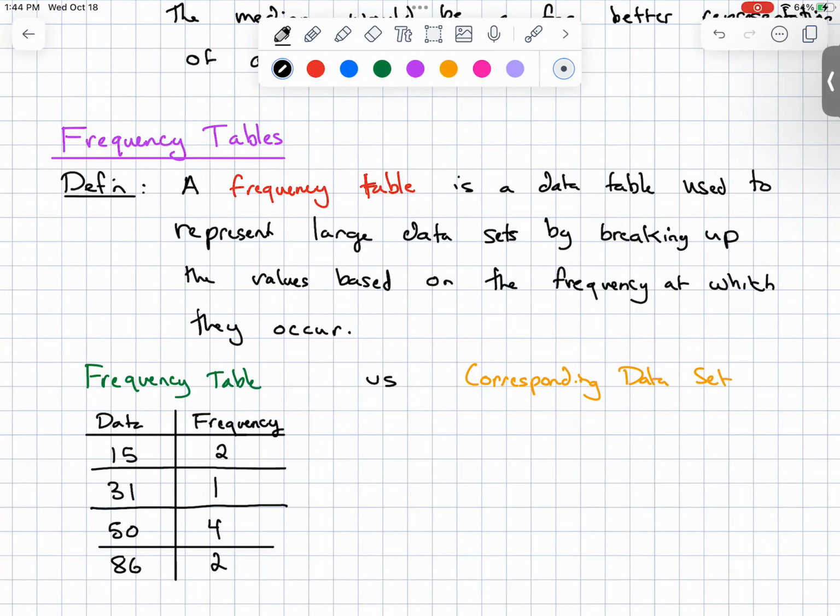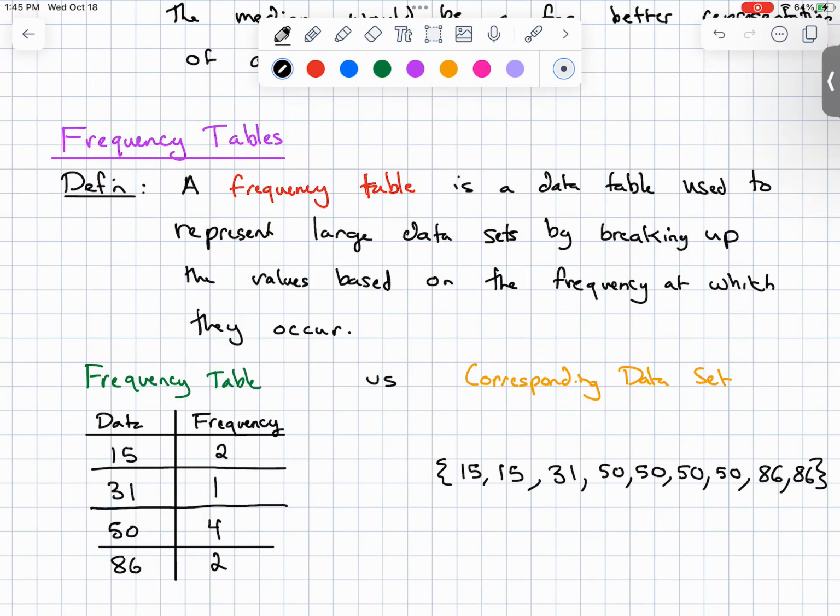Now, this is a situation where I wouldn't bother using a frequency table because there's only going to be a total of 9 values. But what if this was a lot more? What if that was a frequency of 15 for the 31 instead of 1? Then that would be a situation where I definitely want to write out the frequency table. So the corresponding data set would be 15, 15, because there's a frequency of 2 with the 15s. There's only a frequency of 1, so there's one 31. Then there's 4 50s and 2 86s.